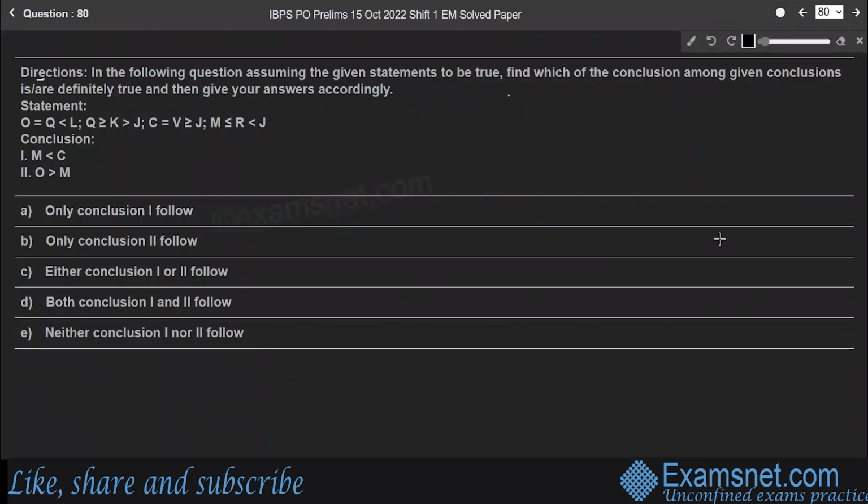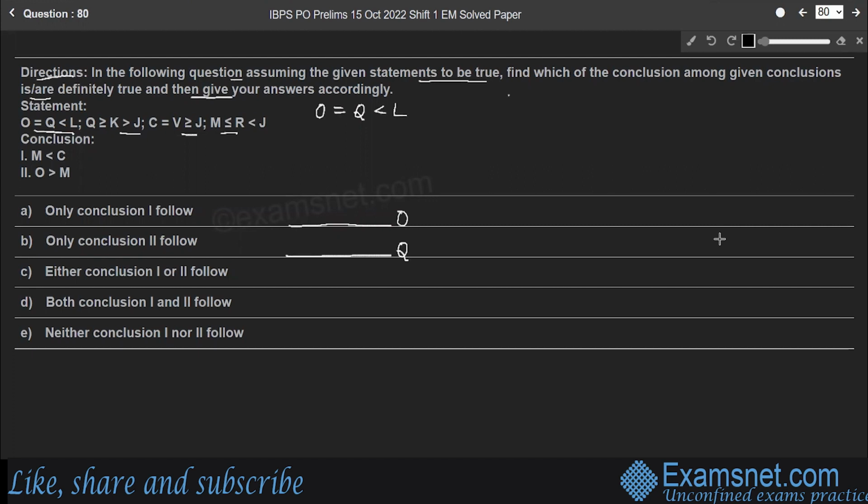Question 80. Here the direction is, in the following question, assuming the given statements to be true, find which of the conclusion among the given conclusions is or are definitely true and then give your answers accordingly. Here the given statement has 4 parts. Consider the first one. O is equal to Q, Q is strictly less than L. Consider lines O and Q. O is equal to Q and Q is strictly less than L.